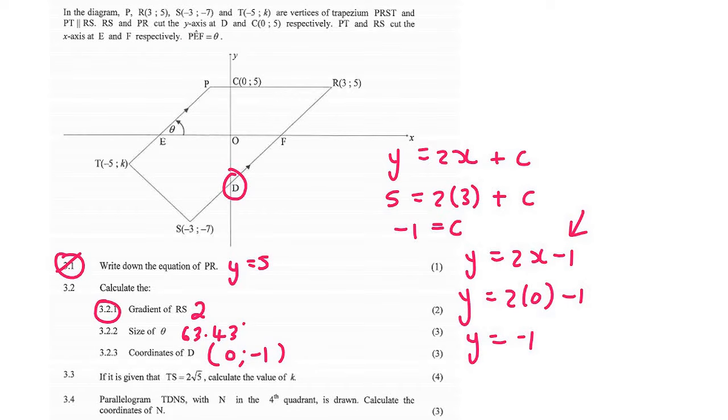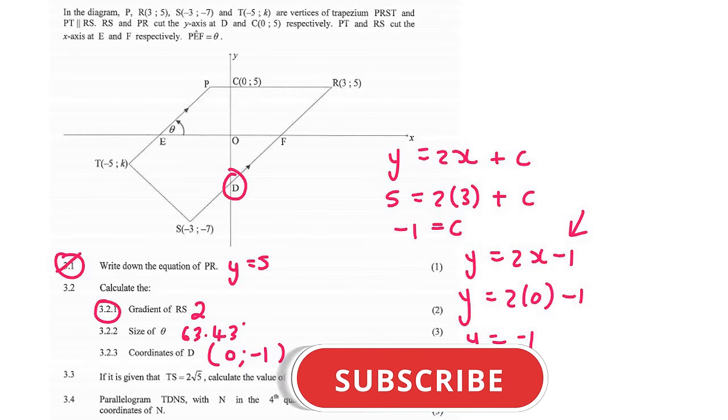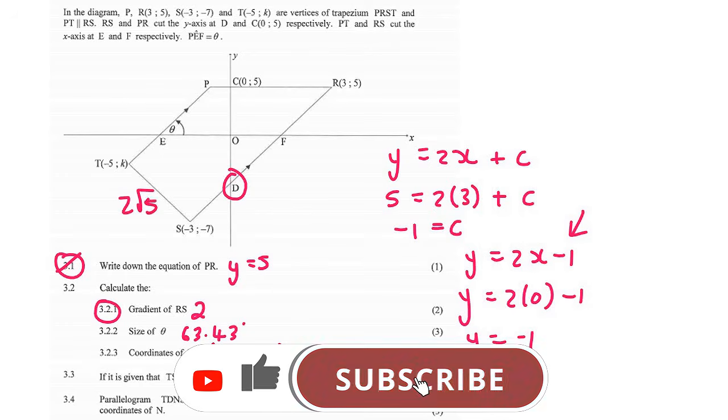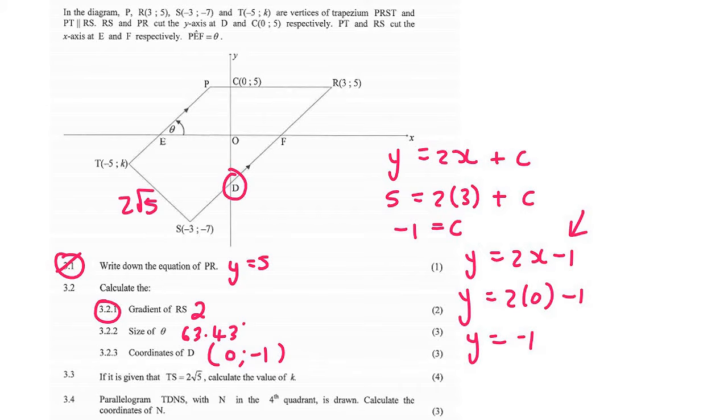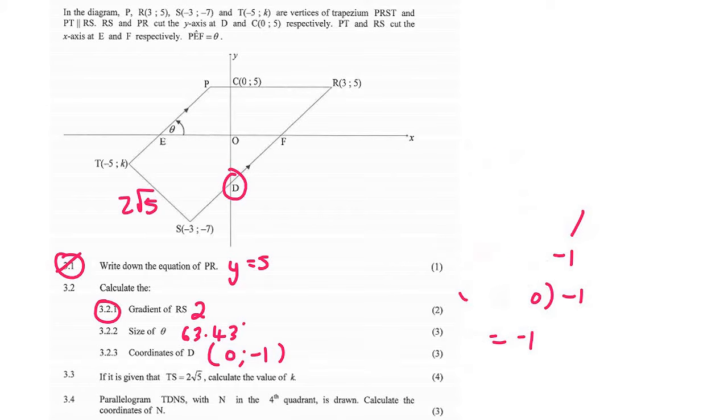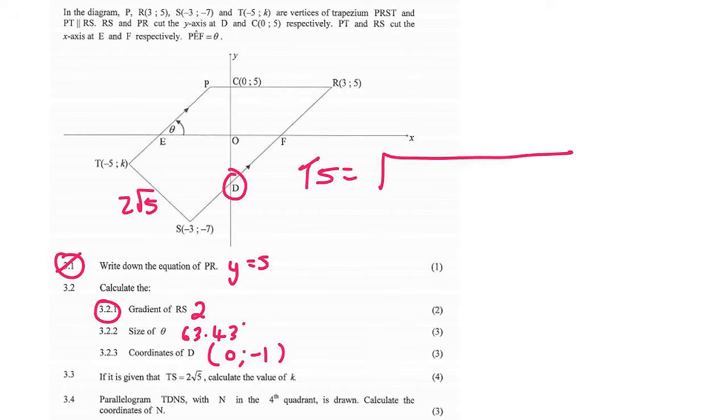Question 3.3. It is given that the distance from T to S is 2 square root 5. Calculate the value of k. All that we need to do in a question like this is use the distance formula. And so we can say here that TS, and then I'm just going to write out the distance formula, which is always going to be given to you on the formula sheet. And then they've already told us what the length of TS is. It's 2 square root 5. So I'm going to write that over there.